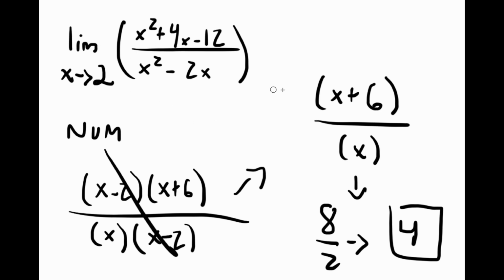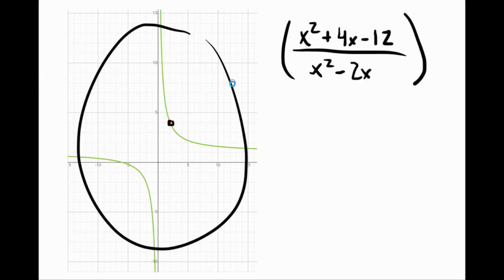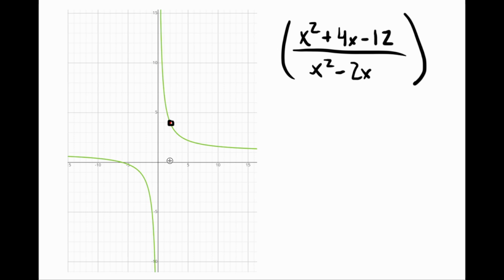So basically what this means is the limit as x approaches 2 of this function is going to be equal to 4. And let's take a look at this function's graph. So this is the function that we were just talking about: x squared plus 4x minus 12 divided by x squared minus 2x. This is the graph. And we see at x equals 2, it's going to be undefined. So how are we able to find a solid number for the limit problem?